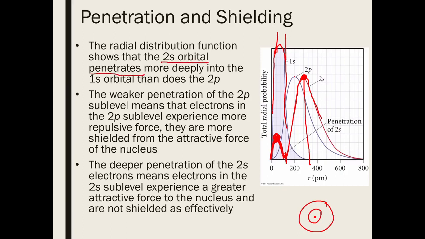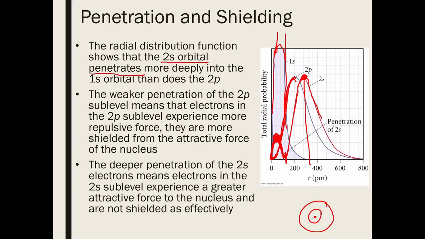If we compare that to the 2p, I know I've got a lot of lines going on here, but this is the 2p. There's almost no penetration down here, or very little of the 2p. So it's showing that the 2s orbital penetrates more deeply into the 1s orbital than does the 2p. And so what it's saying is that the weaker penetration of the 2p sublevel means that the electrons in the 2p sublevel experience more repulsive force. And this is the key, okay?